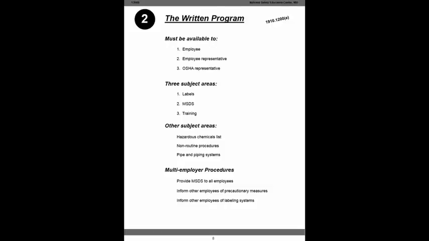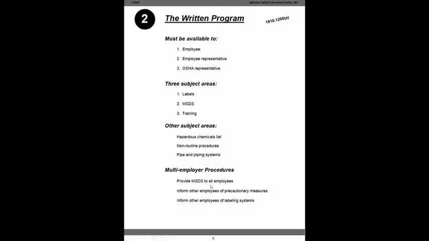Then other subject areas in the written program would be a list of what hazardous chemicals we have in the facility, or what you have at your job. And then any non-routine procedures. So you have a chemical that has to be kept at a certain temperature in a certain room. There would be a procedure written down about how to handle that chemical. And then any pipe and piping systems. If you're piping chlorine through your facility to use in various areas, those pipes have to be labeled and color-coded so that we know what hazards are there.